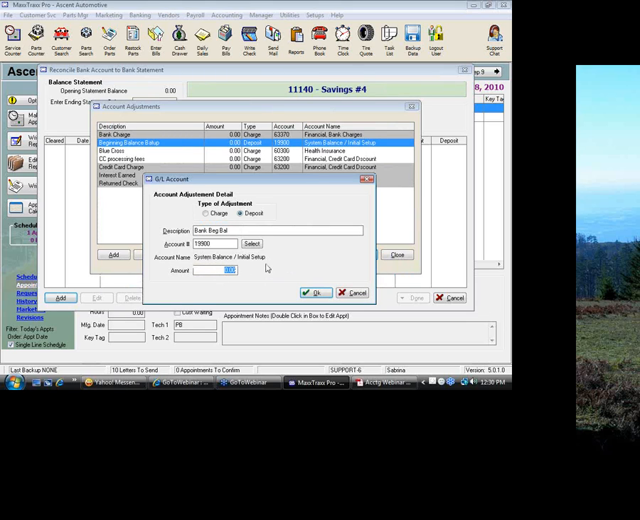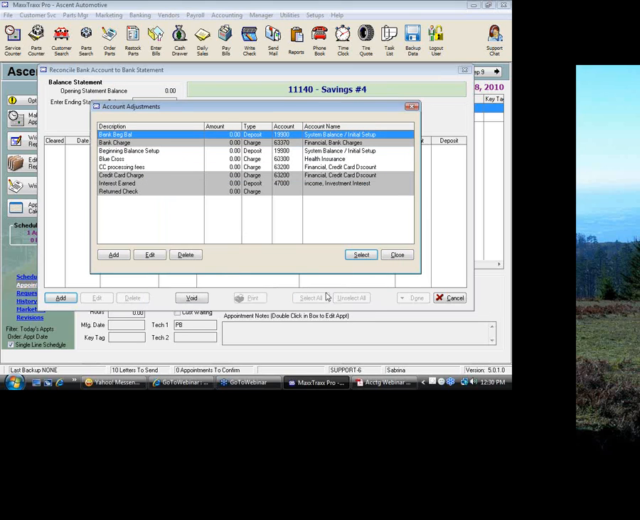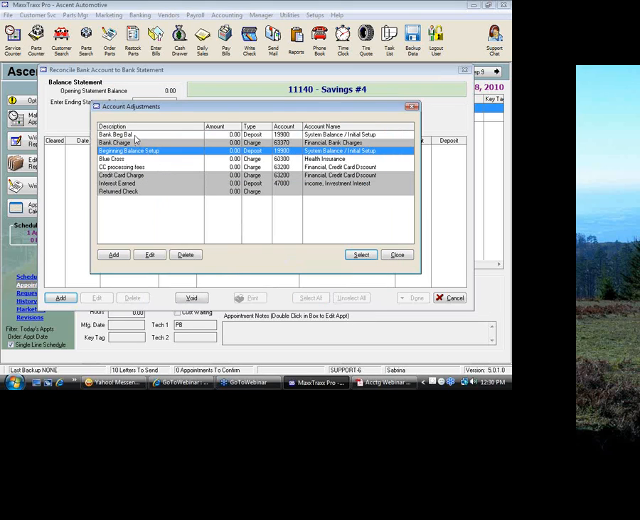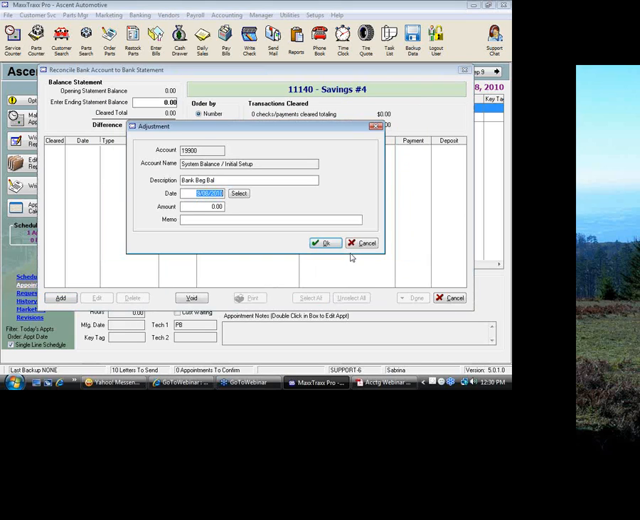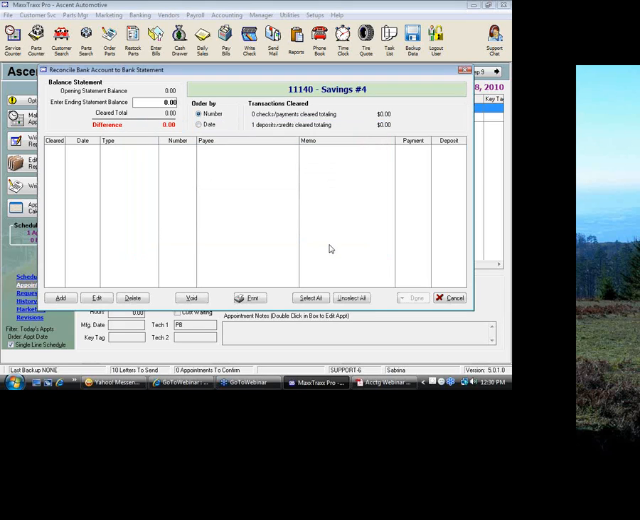And you can leave the dollar amount blank because remember, we're just adding to our list here, okay? So once we add it to our list, then we actually click the select button and say, I'm going to deposit on this day $10,000 as my beginning balance on my savings account number 4. Okay, so I'm just going to say starting balance here, and then click OK.